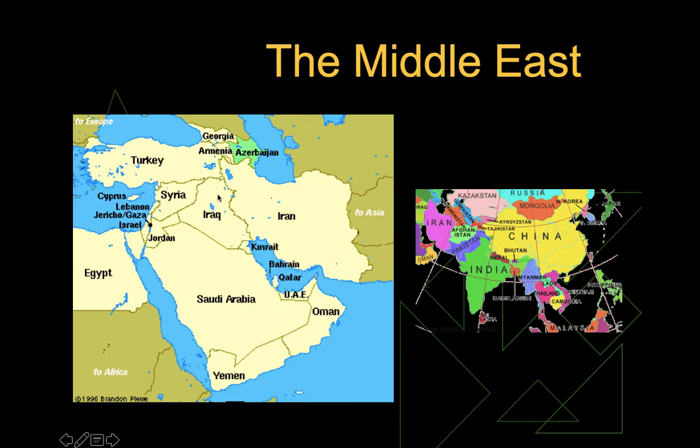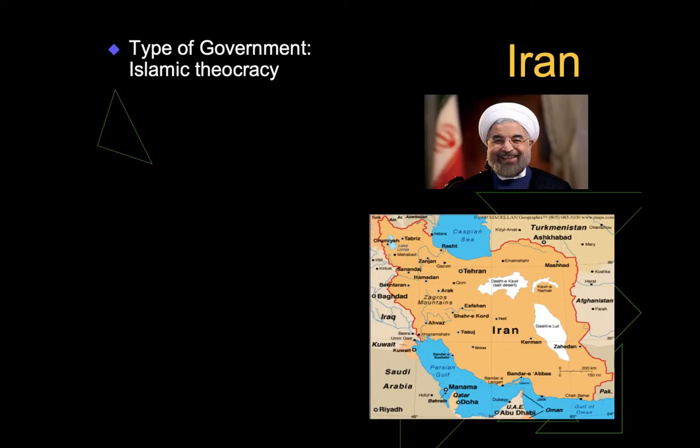They share a long border with Iraq, and then, of course, over to the eastern side of Iran, you have the nation of Afghanistan, also very significant within the region, and then down here is the nation of Pakistan. So, background information on Iran.